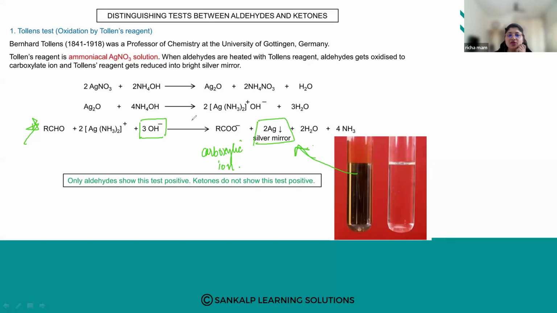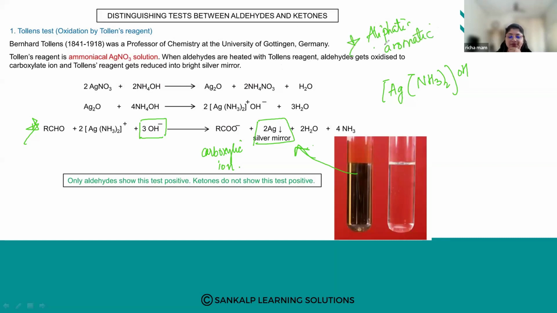What is the formula of Tollens reagent? Very important. Please note it down, it can be asked as a question. It is [Ag(NH3)2]OH. This is your Tollens reagent. Both aliphatic and aromatic aldehydes will show the Tollens test. Both these aldehydes will show what?